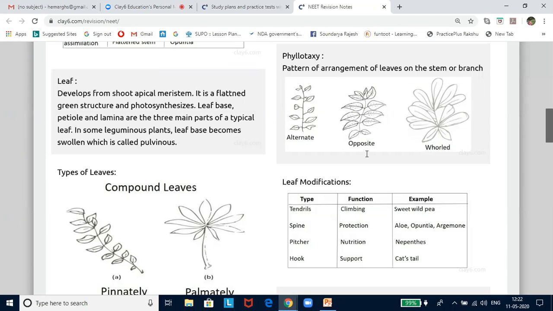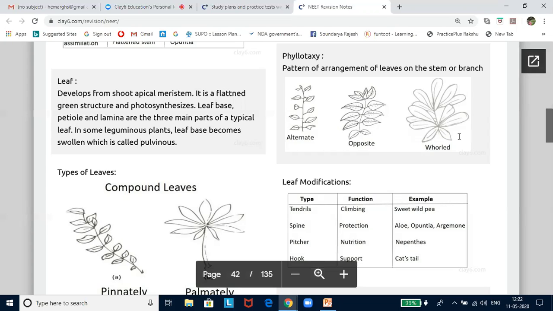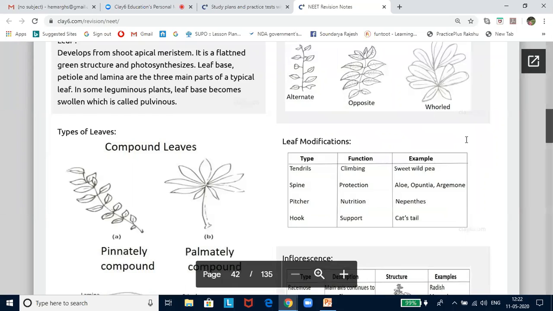In opposite phyllotaxy, two leaves arise from each node, and this is known as opposite phyllotaxy. In whorled phyllotaxy, just like a whorl, all the leaves are arranged from a common point, giving a whorled appearance. That's why it's called whorled phyllotaxy.